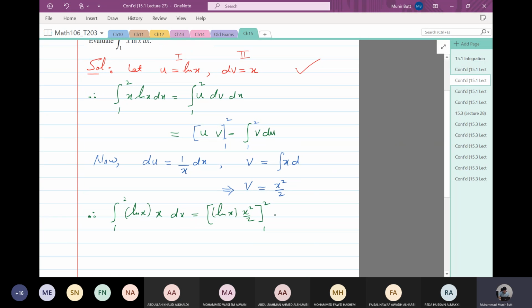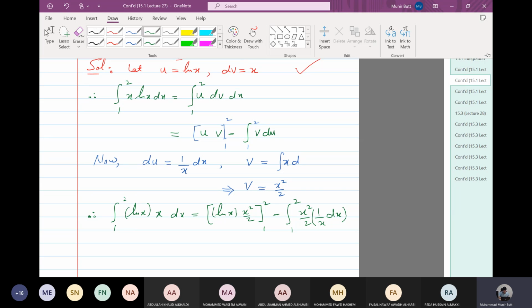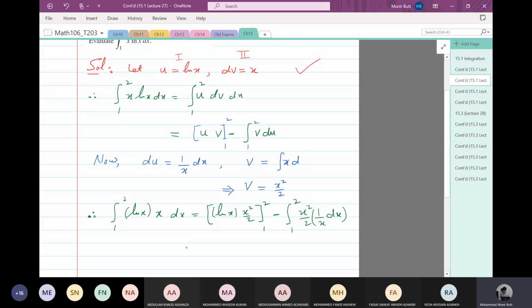And now minus the integral from 1 to 2 of v du. So what is v here? x square over 2. And what was your du? 1 over x dx. Agree? Any problem? Clear. Okay, the rest is you just simplify.